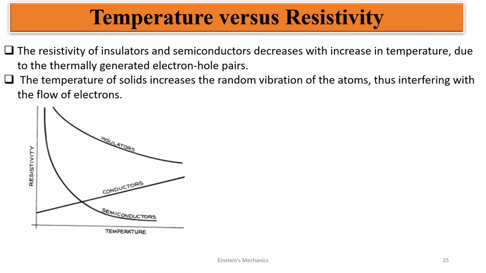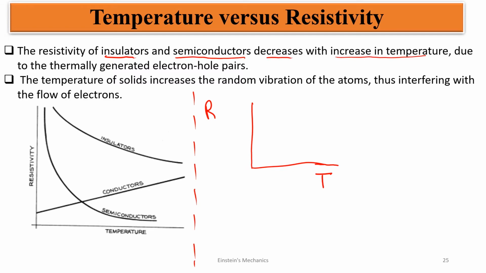Let's look at how temperature affects the resistance of materials, both conductors and semiconductors. Are we okay? So we are looking at a graph of resistivity, or the resistance, against temperature. And here we are saying the resistivity of insulators and semiconductors decreases with increasing temperature due to thermally generated electron hole pairs.